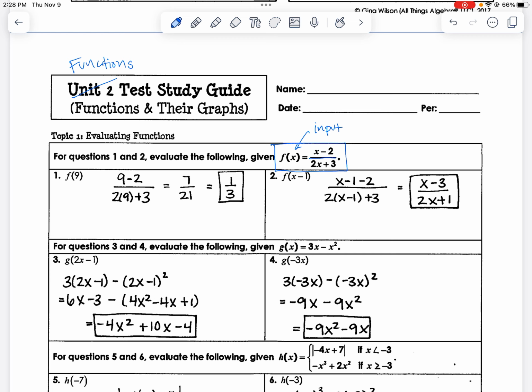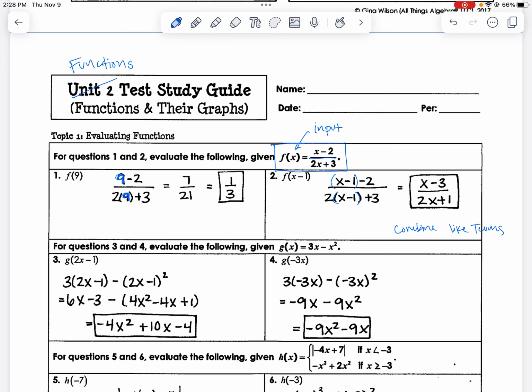So in number 1, they ask you to find f of 9. That simply means plug 9 in everywhere you see x. So make it 9 minus 2 over 2 times 9 minus 3. Simplify that, and you get 1/3. In number 2, I'm asking you to take x minus 1 and plug it in everywhere where you see x in the function. So that's a combine like terms situation and simplify.